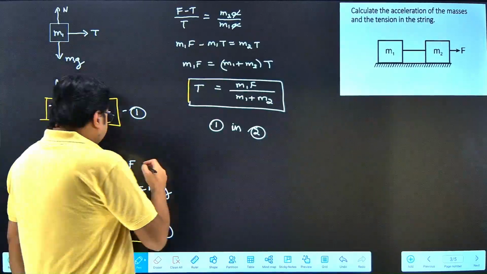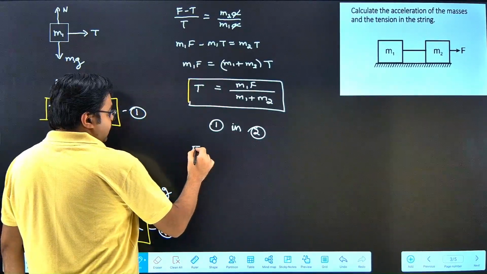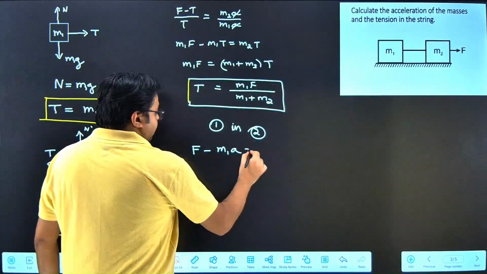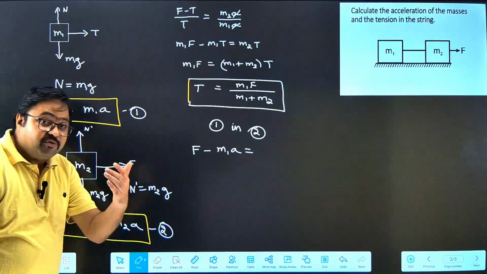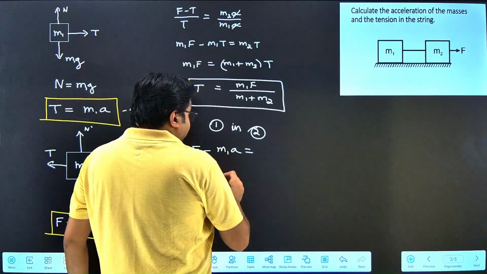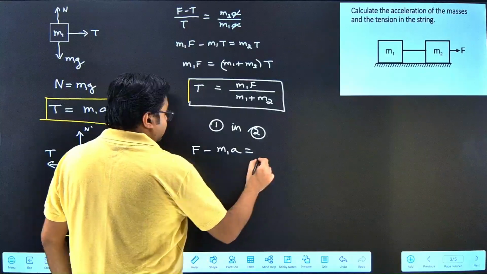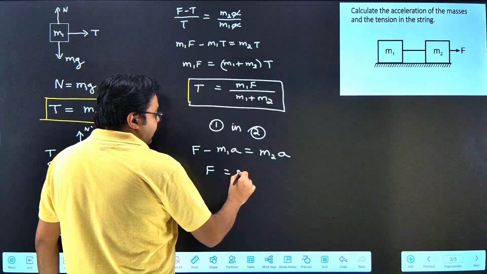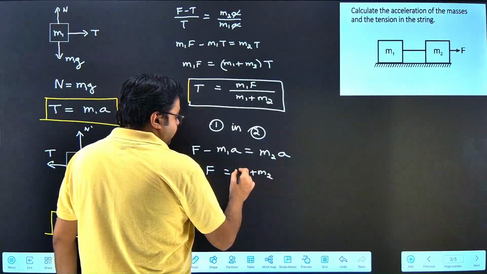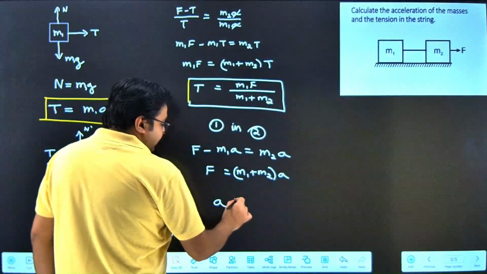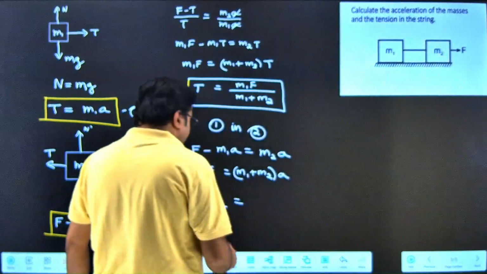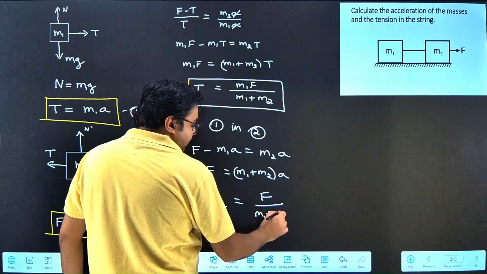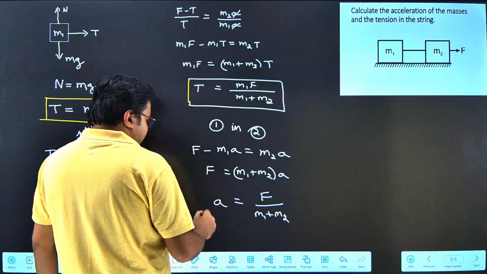So when I do that, we have f minus, in place of t, you can write m1 into a, and then this is equal to m2 into a. So we have f equal to m1 plus m2 multiplied by a. So the acceleration of the masses in the forward direction would be equal to f divided by m1 plus m2.